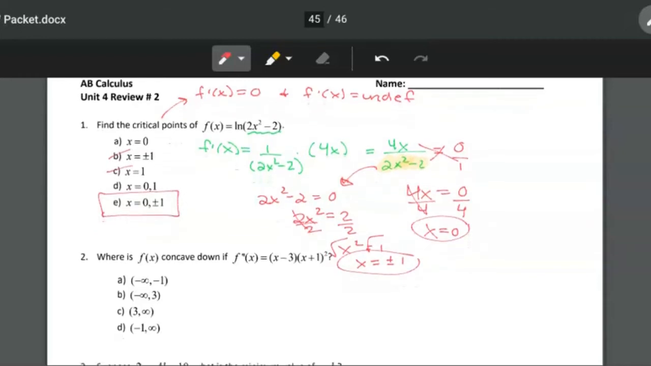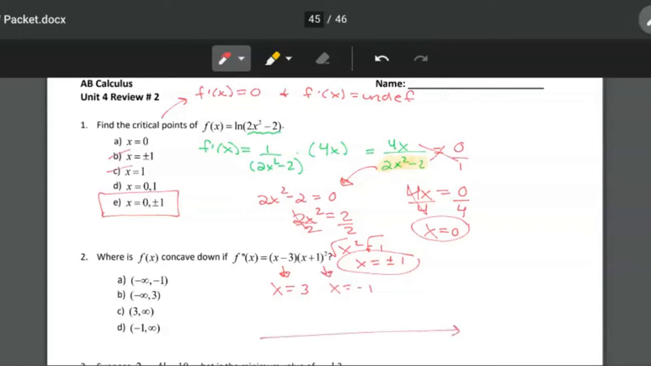All right, let's take a look at number 2. Where is f of x concave down? And they give you the second derivative. So normally to figure out concave down, I would do a second derivative sign chart. So they're kind of already ahead of us. They took the second derivative, gave it to us, so we just have to set it equal to 0. Get x equals 3 and x equals -1.